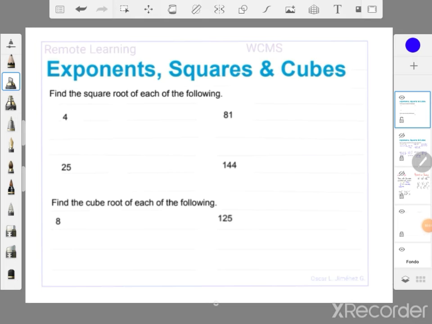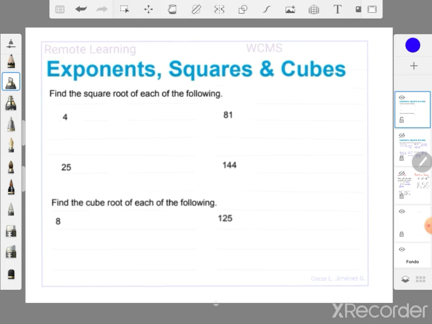Okay, so finally we're going to find some square roots and cube roots. This is very easy. We don't need to think about rules or properties of exponents. We just need to think about multiplication, and that's it. So let me show you what the square root is.